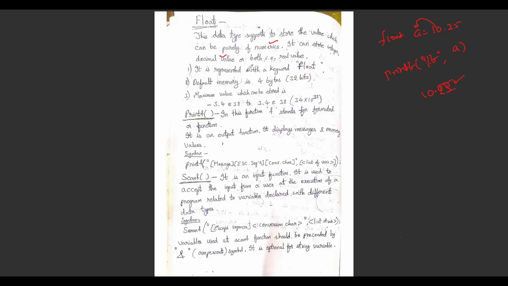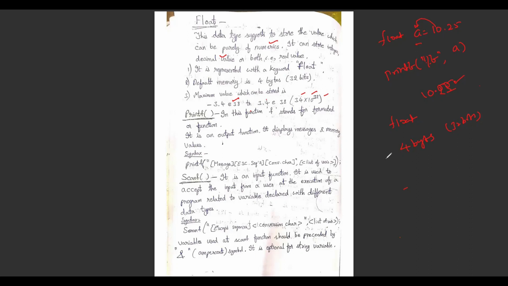Is that point clear? So float is always represented with a keyword called float. By default, it allocates 4 bytes of memory, which is 32 bits. So the range of values you can store is minus 3.4 e power 38 to plus 3.4 e power 38, which is nothing but 3.4 into 10 power 38. So these many numbers you can store in this float variable.